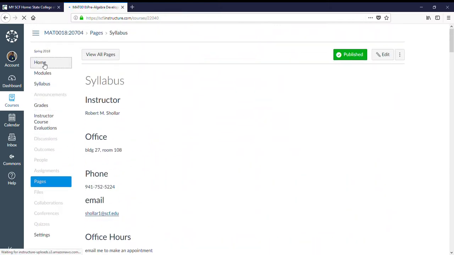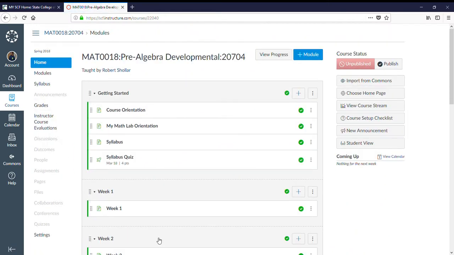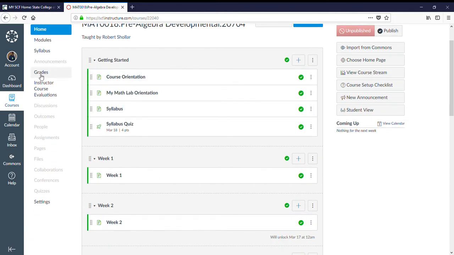So you can always click on Home. That'll take you to this main page that breaks everything down for you. There's a grades tab where you can keep track of your grades. There's really only going to be 3 grades on there: the MyMathLab grade, the midterm grade, and the final exam grade.